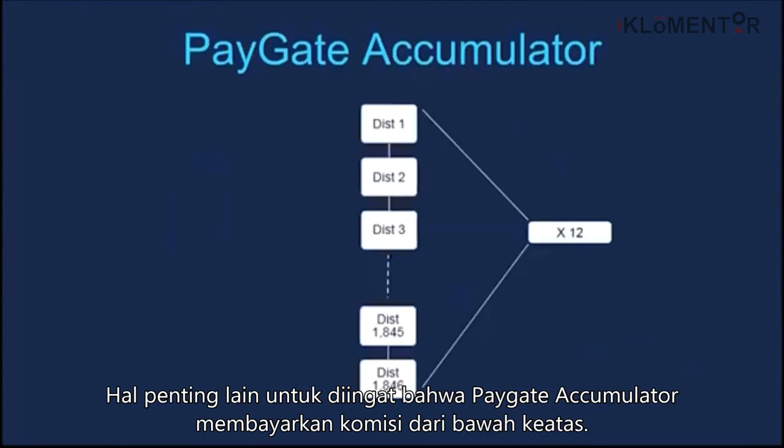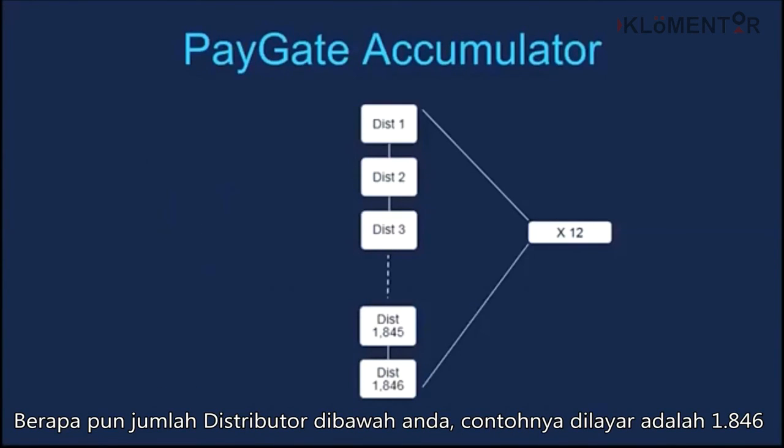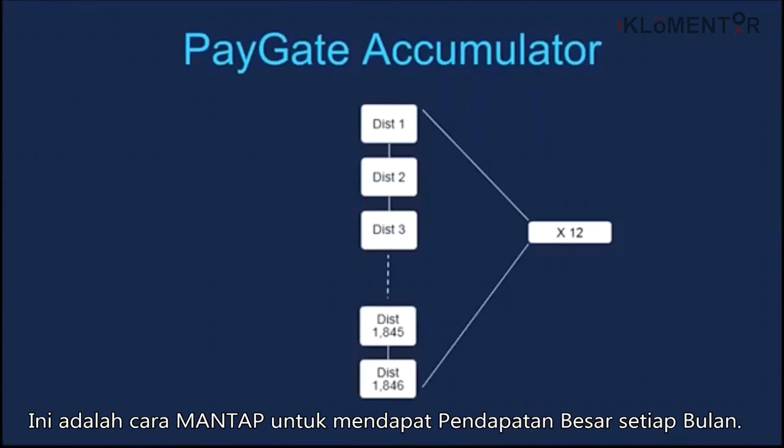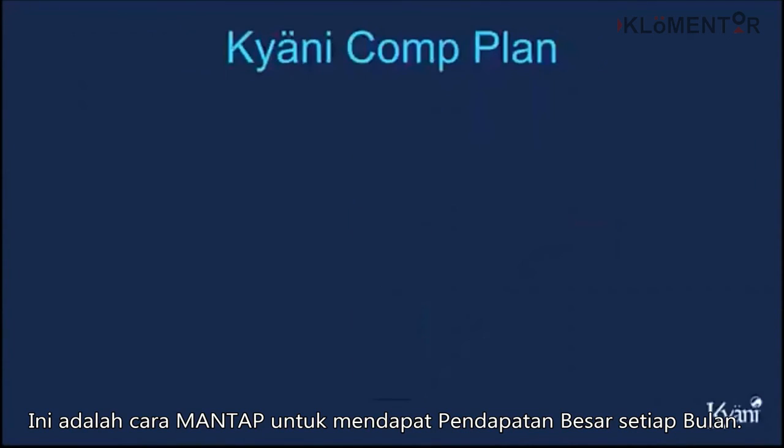Another important thing to remember is the Paygate accumulator pays out from the bottom of the organization clear to the top. It doesn't matter how many distributors are in your organization. For this example on the screen, there's 1,846. Each of those distributors has the opportunity to get paid out 12 different times with the Paygate accumulator. It's a great way to add up residual income every month.